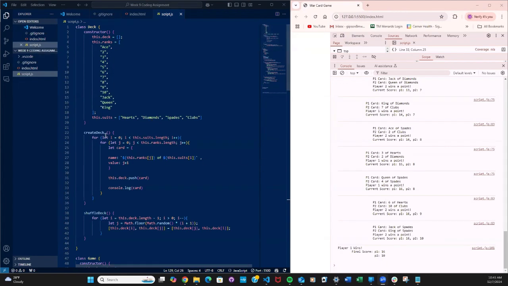And then I created the option for the create deck. I did a for loop: i equals 0, this.suits.length, and then i++. And then we also did it for the ranks as well. So instead of i, we did j for this one, so it wasn't repetitive, and that way it was easier to understand. So j equals 0, j < this.ranks.length, j++.